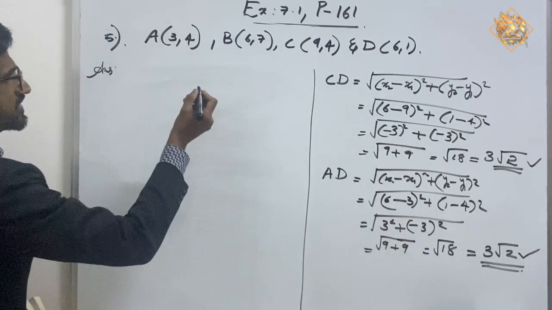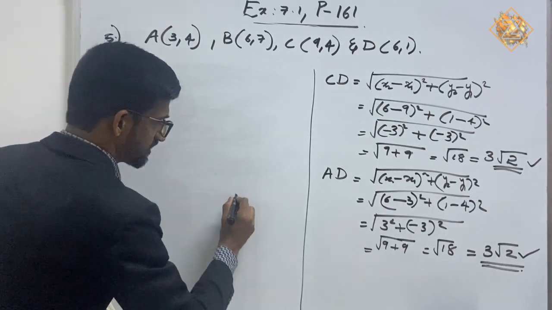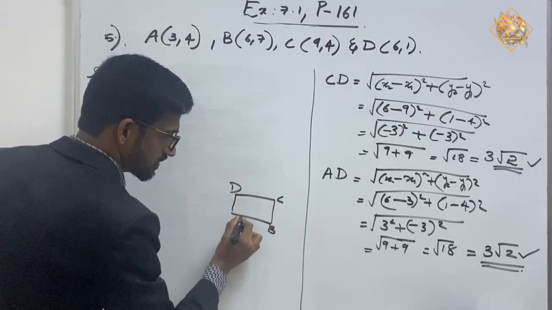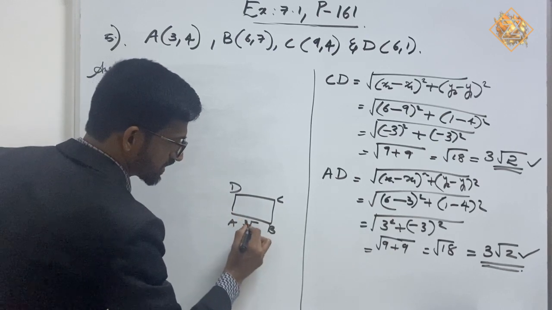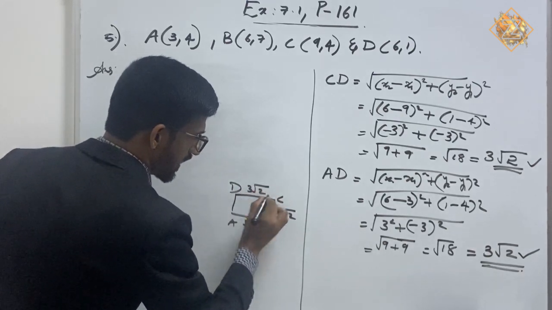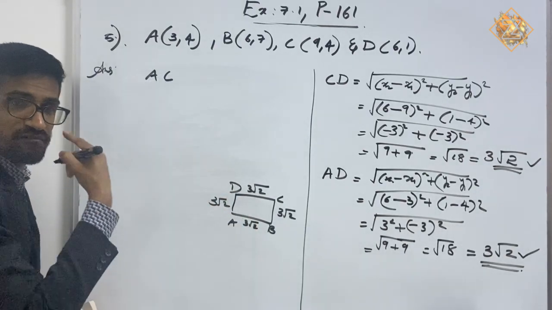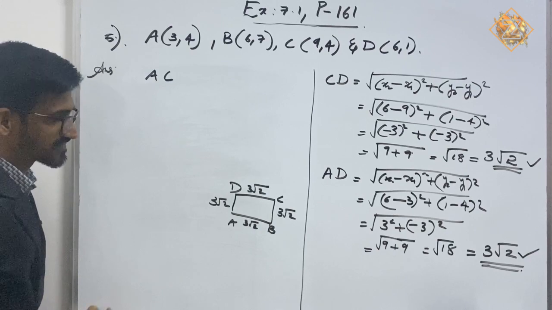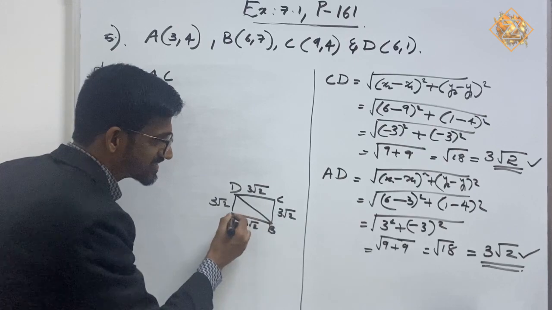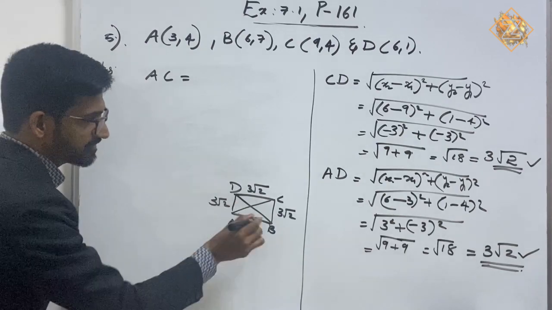So here in ABCD, what are the diagonals? AC and BD, isn't it? Diagonals, if this is a quadrilateral ABCD, we proved that the length of each side is 3 root 2: AB is 3 root 2, BC is 3 root 2, CD is 3 root 2, and AD also we found is 3 root 2. But if we want to show that ABCD is a square, we have to find the length of the diagonals, isn't it? So we have to find AC and BD also.